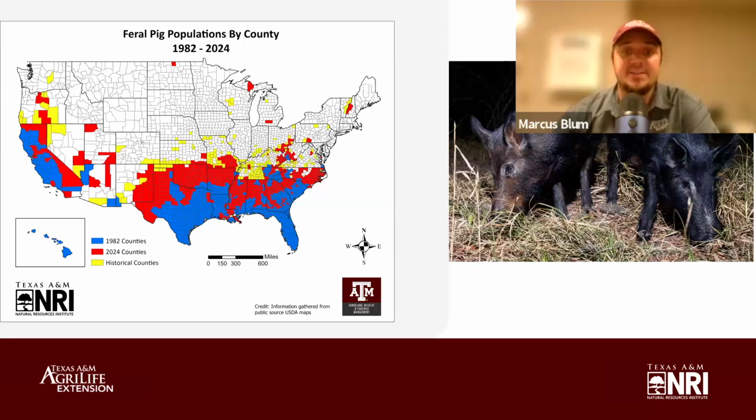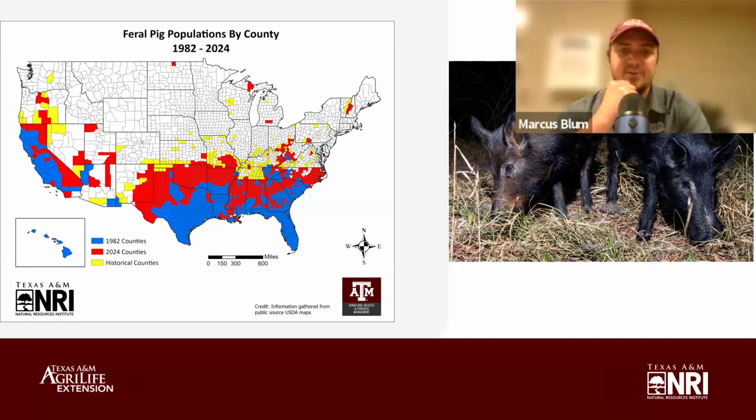So, for much of U.S. history, feral hog populations were confined primarily to southeastern coastal states, which you can kind of see in this graph here with the 1982 counties of feral hog distribution in blue, and then 2024 is going to be red. That's our newest distribution. But they were primarily confined to places like Texas, Florida, Georgia, South Carolina.